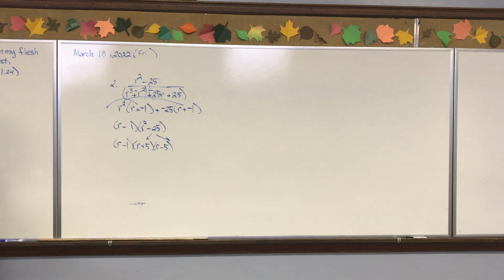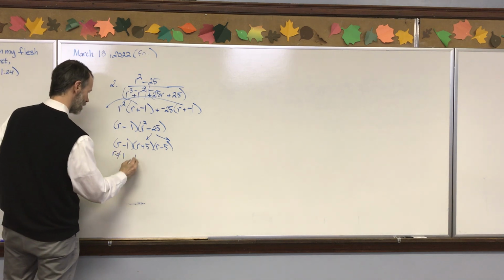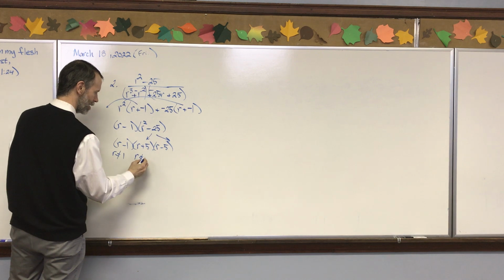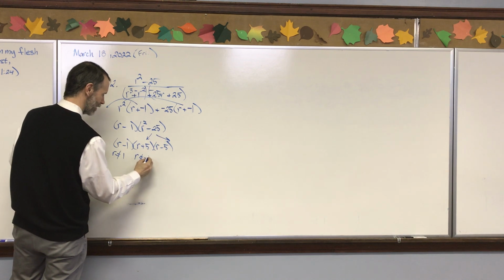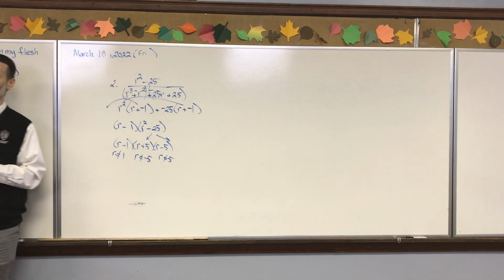Name the 3 restrictions, Brennan. What does this one give you? R can't be 1. Correct. R can't be 5, R can't be negative. Which one goes with this one? Negative 5. R cannot be negative 5, and then R cannot be what? 5. Exactly. Those are your 3 restrictions.